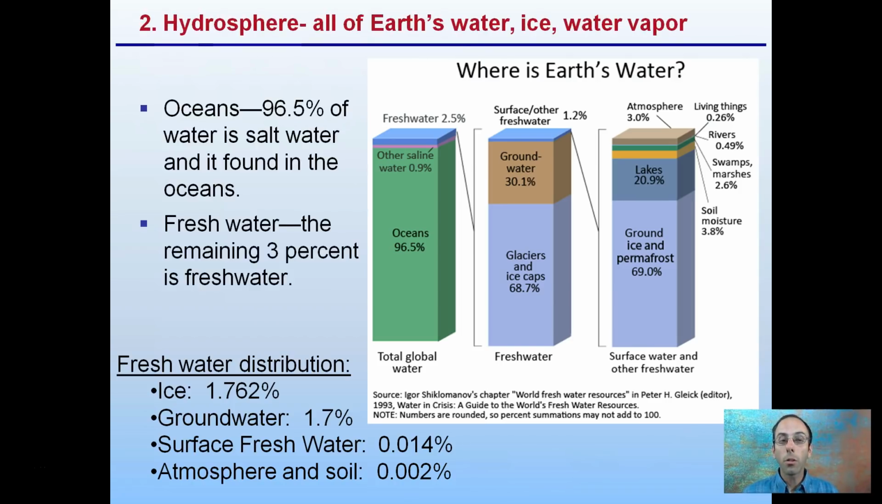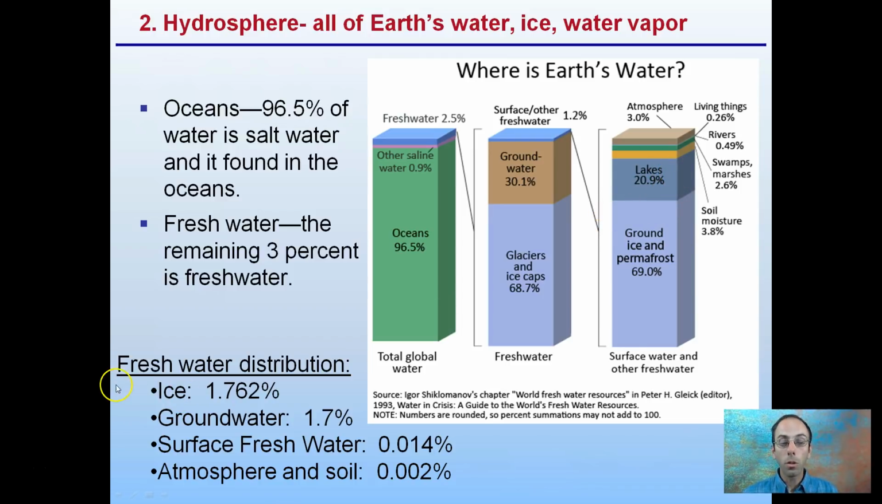Starting with the hydrosphere, all of Earth's water, ice, and water vapor is included in the hydrosphere. Oceans account for about 96.5% of the water, but that is salt water. Freshwater is the remaining 3%, and that may be locked up in glaciers and ice caps, or in groundwater, or surface and other freshwater. This surface and other freshwater is mainly the accessible component that we have, and most of that is composed of ground ice, or permafrost, or lakes.